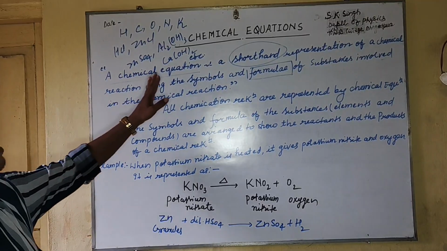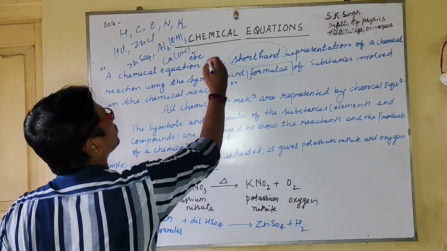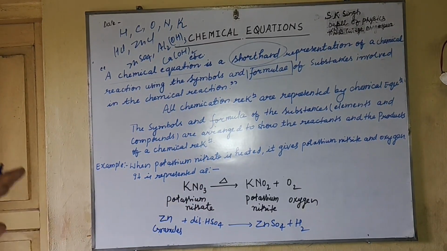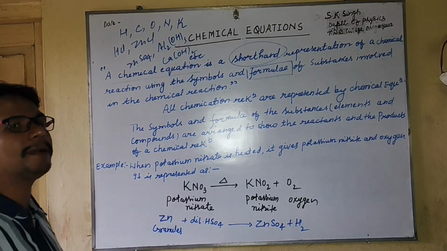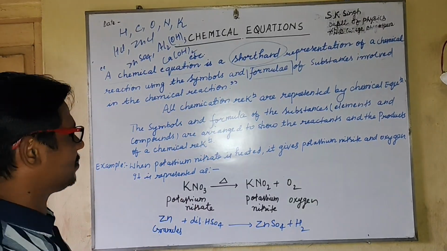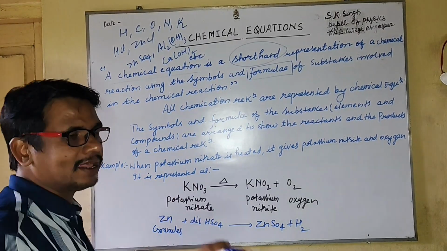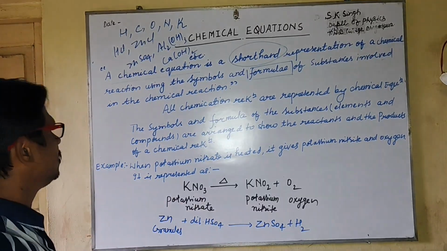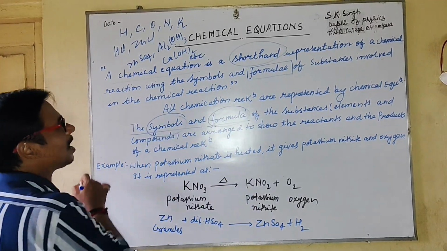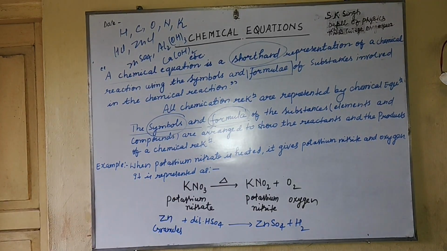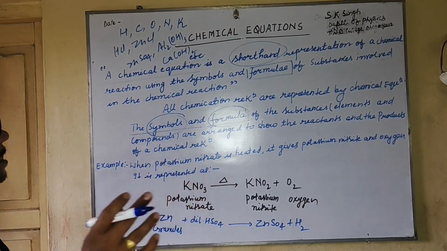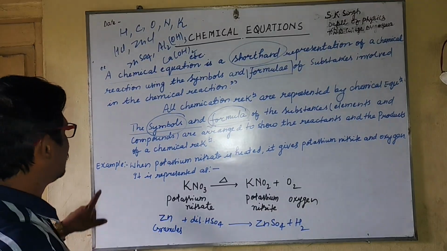So a chemical equation is a shorthand representation of a chemical reaction using the symbols and formulas of substances which are taking part in the chemical reaction. All chemical reactions are represented by a chemical equation. It means when you write any chemical reaction, you must use a chemical equation. Second, the symbols and formulas of the substances, which may be elements and compounds, are arranged to show the reactants and the products of a chemical reaction. Is it clear?